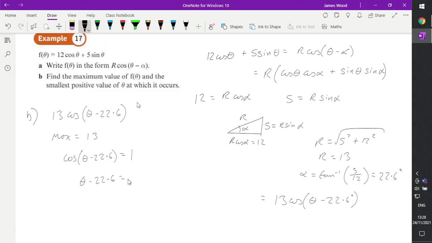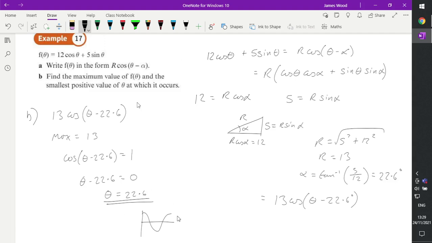So inverse cos of 1 is obviously going to be 0. And then we can add on 22.6. Hopefully that makes sense, because think about what the cosine graph looks like. It is a maximum at 0. So basically we want this angle in here to be 0. So to make that 0, theta needs to be 22.6.